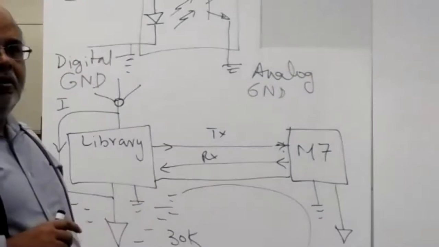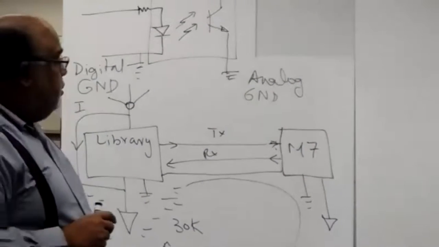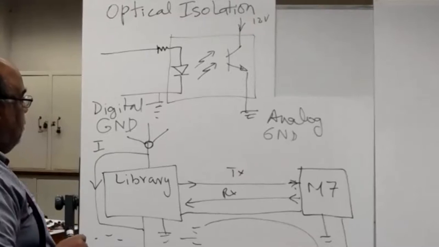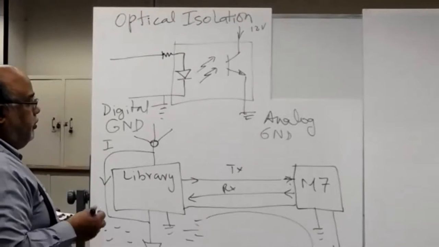This is a small looking thing over here, four pins attached to it. Right. So this is what provides optical isolation. A very important component in practical electronics. Very important component.